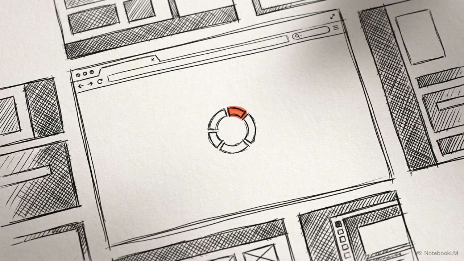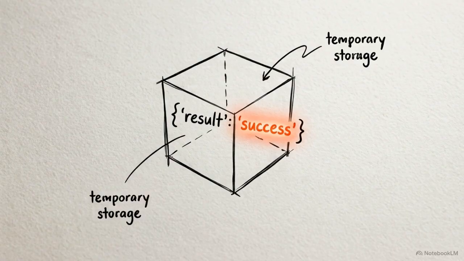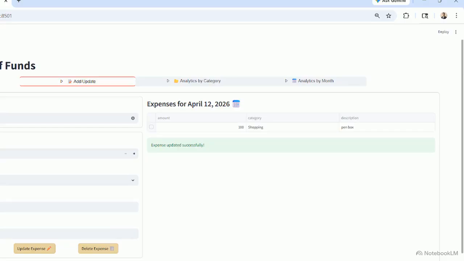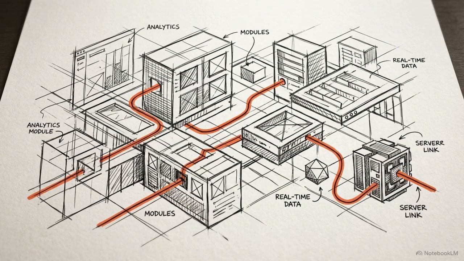This constant resetting poses a problem. The UI must find a way to remember a success message after the script reloads. The system uses session state to store transient memory across these forced reruns. Once the API confirms success, the app writes a message to the session state and triggers a rerun. The script then reads that message, renders the success banner, and deletes the key to prevent the message from lingering. Engineering a reactive interface in this environment requires deliberate memory management to maintain the seamless experience of a single-page application.